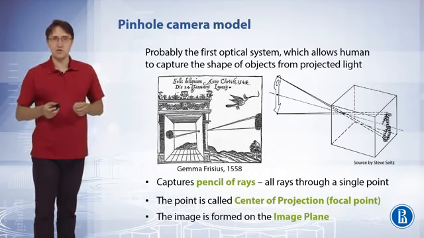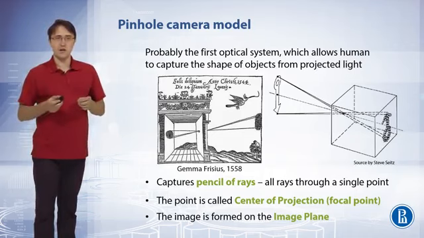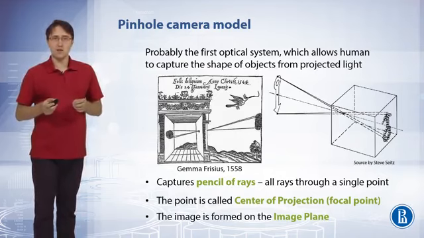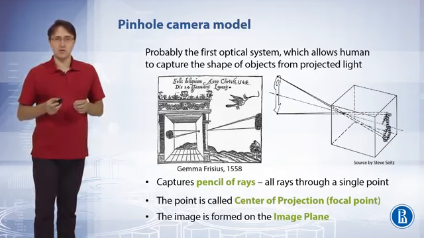We have a dark room with a small hole in one wall. Light comes through the small hole and falls onto the other wall, making an image. Human artists then can draw the contour of an object. Pinhole camera captures pencils of rays. All rays pass through a single point. This point is called the center of projection or focal point. The image is formed on the wall, which is called the image plane.